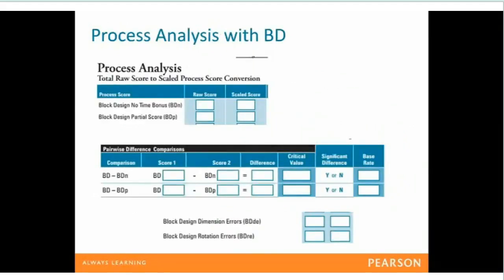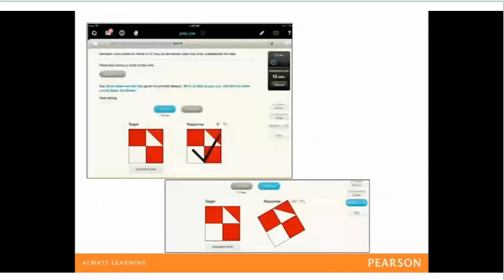All of these optional process analysis scores can be converted, like Block Design Partial Score, from a raw score into a scaled score, or, for dimension errors and rotation errors, from a raw score into a base rate. So for example, you may find that for an 8-year-old child, 4 rotation errors occur at a very low base rate, meaning it's a very unusual occurrence. When you're using Block Design on the iPad, you'll be looking at a screen like this.